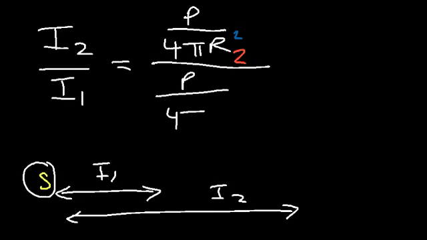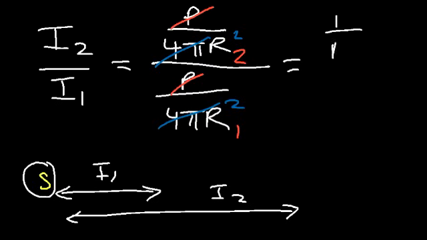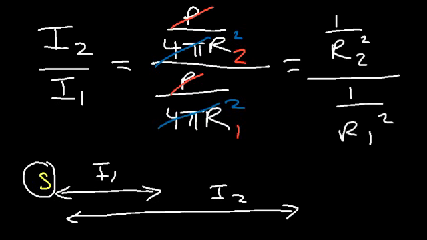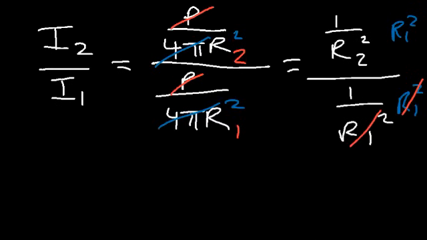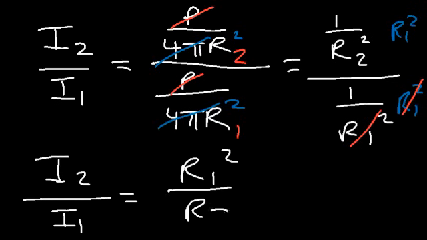I1 is going to be P divided by 4 pi R1 squared. The only reason I have a subscript for R is because R will change in this equation. The R value that corresponds to I1 is different than the R value that corresponds to I2. However, I don't have a subscript for P because the power of the source remains the same. So we can cancel P and we can cancel 4 pi. So this is equal to 1 over R2 squared divided by 1 over R1 squared. At which point, we can multiply the top and bottom by R1 squared, and these two will cancel. So therefore, we have the equation I2 divided by I1 is equal to R1 squared divided by R2 squared.